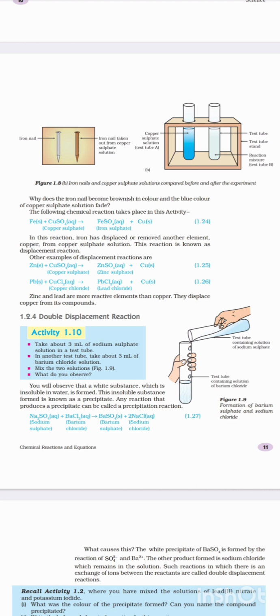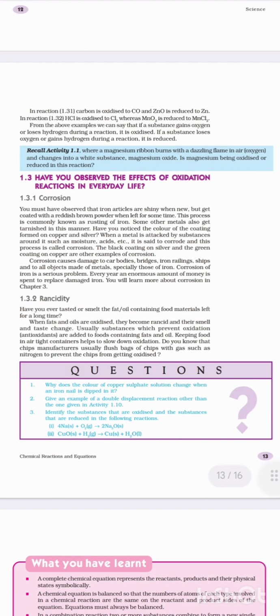So we have seen four types of reactions, and within that, three types of reactions. Before this, in part 1, we saw how to balance a chemical reaction. So this is about the types of reactions. Now the last portion of this chapter asks: have you observed the effect of oxidation reactions in everyday life? What is oxidation? That is the addition of oxygen. Here we see two types, that is corrosion and rancidity.